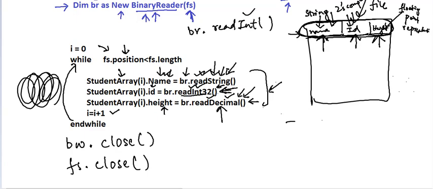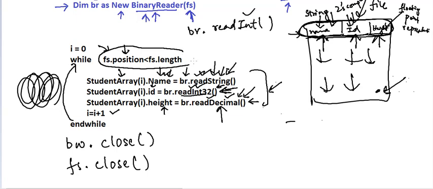As we go on reading, the cursor keeps moving forward and forward until it reaches the end of the file. At this point, this condition is going to be false, and when this condition is false, we exit the loop, meaning we've read all the records, and then we should close down the binary file and close down the file stream.